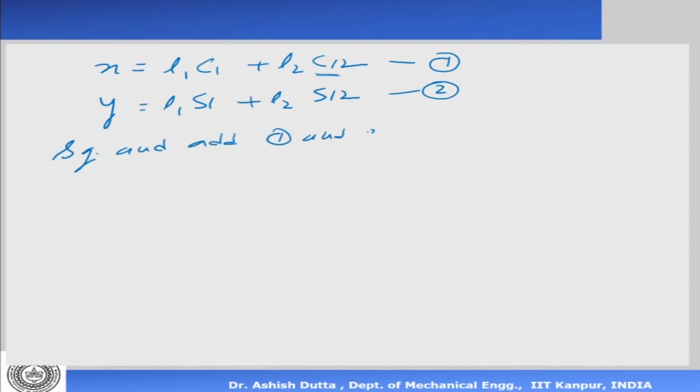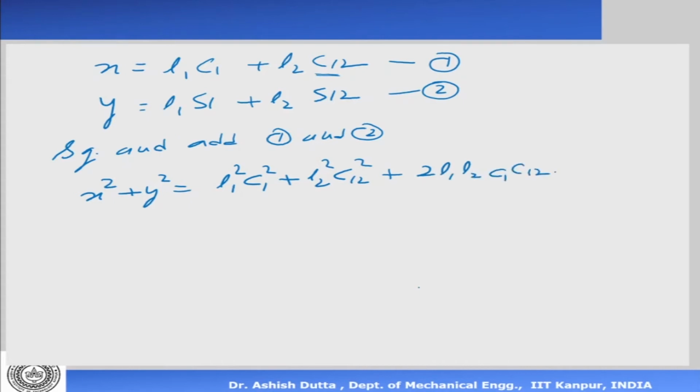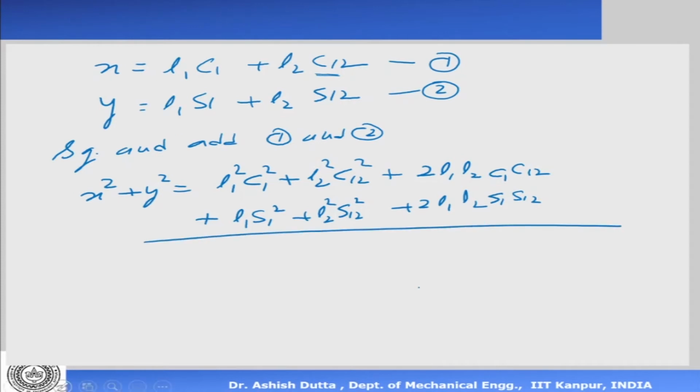equations 1 and 2. So squaring and adding equations 1 and 2, what we get is x squared plus y squared is equal to L1 squared cos squared theta 1 plus L2 squared cos squared (theta 1 plus theta 2) plus twice L1 L2 cos theta 1 cos (theta 1 plus theta 2) plus L1 squared sin squared theta 1 plus L2 squared sin squared (theta 1 plus theta 2) plus twice L1 L2 sin theta 1 sin (theta 1 plus theta 2), and then we add. Now what you see here is that there is cos squared theta 1 and sin squared theta 1.